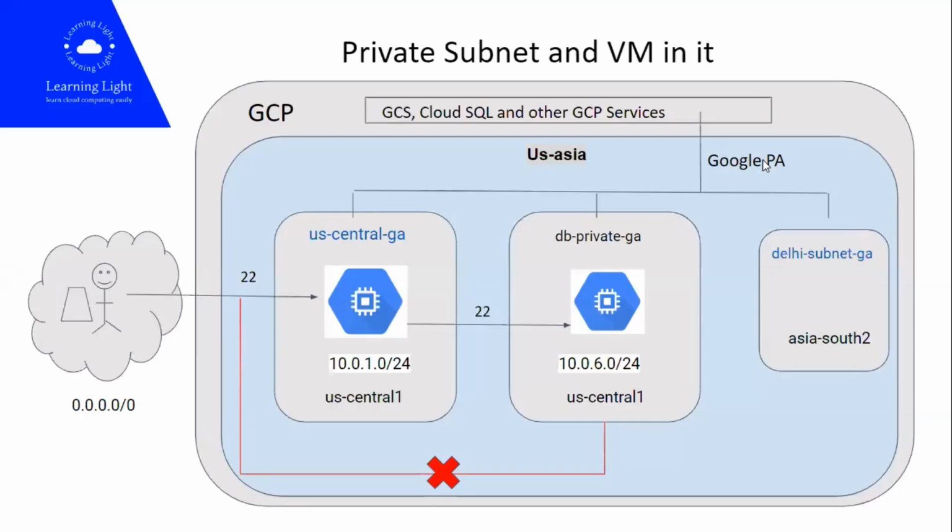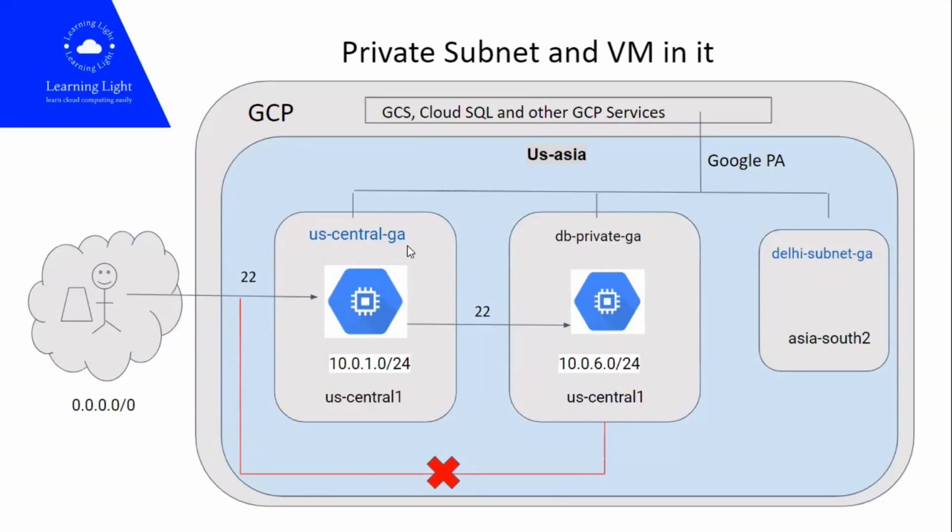So in the last lecture, we had this DB private GA subnetwork where we created one VM inside it, and we were able to connect to that particular VM only from the VM inside this US Central GA subnetwork. And there was no access from the internet to this VM instance. So the only way to connect to this VM instance is from the VM instance in US Central GA.